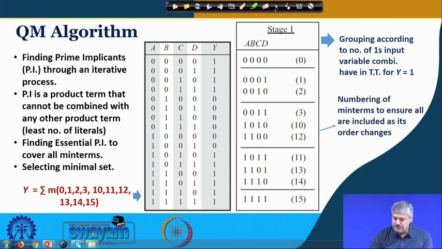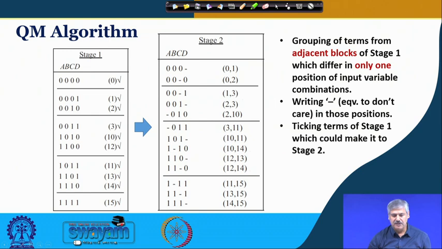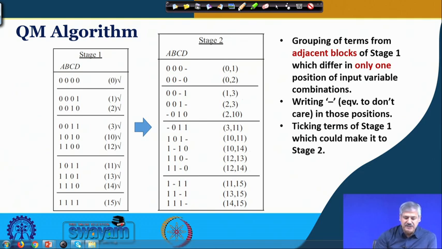So, from that we go to stage 2. In stage 2, what do we do? We form groups again the way we had done before, but in a little bit different manner. We take adjacent blocks. Why adjacent blocks? We shall tell later. So, adjacent blocks of stage 1, and then among the members there, the input combinations, the minterms, we see where they are just differing by 1 position.